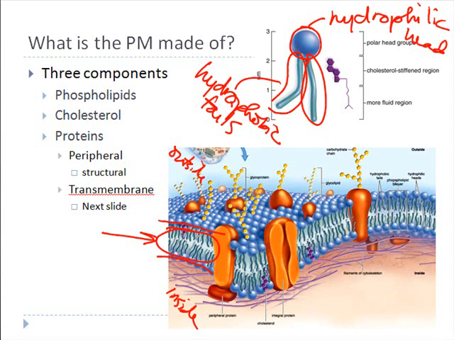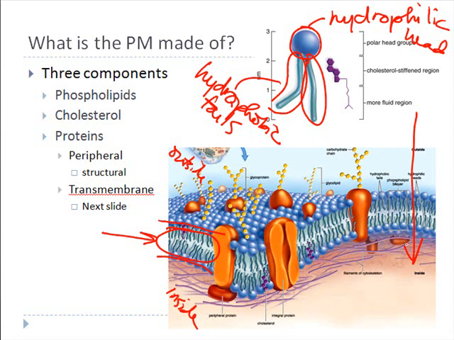Now, that arrangement makes for some interesting issues that we're going to talk about later, such as how items get across the plasma membrane. Items that go across the plasma membrane would logically have to be able to associate with the hydrophilic heads as well as associate with the hydrophobic tails to make it through the plasma membrane. And there aren't very many molecules that can move across the membrane and do that. I'll talk about that in a little bit.